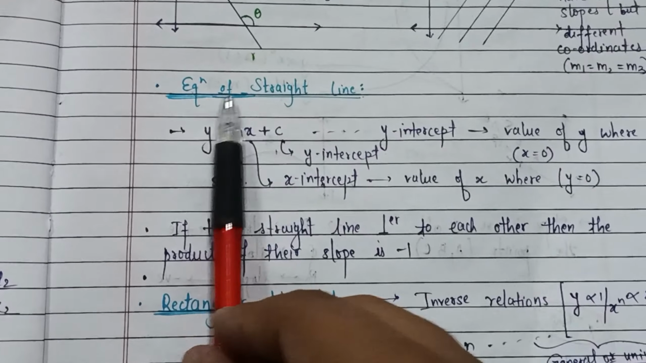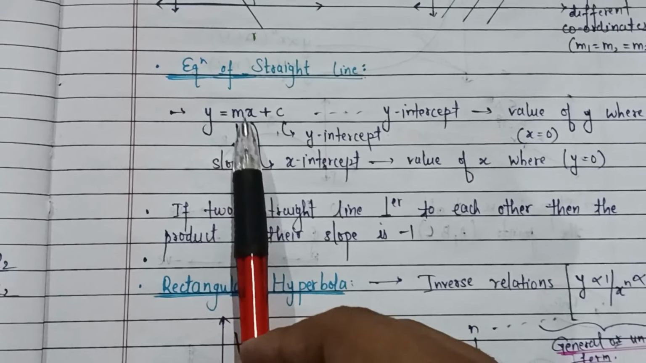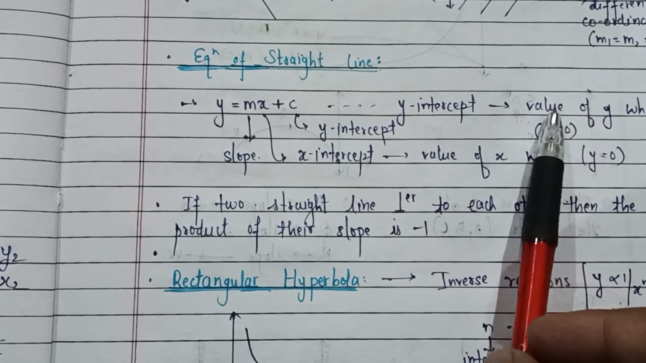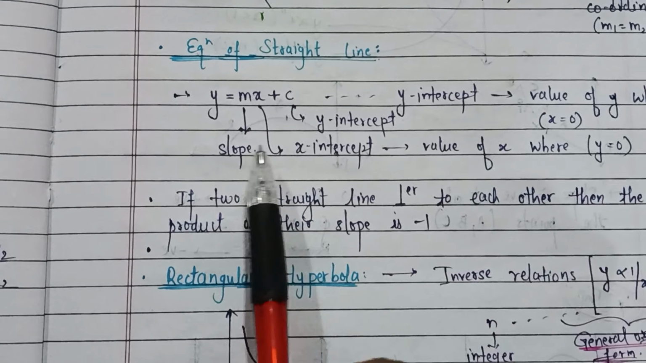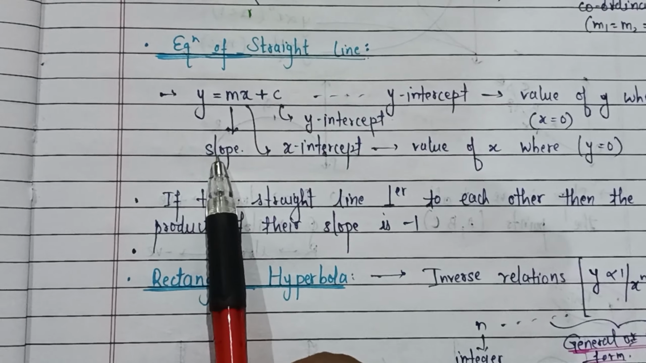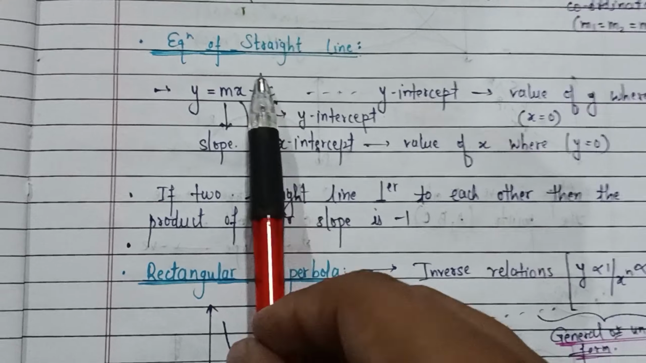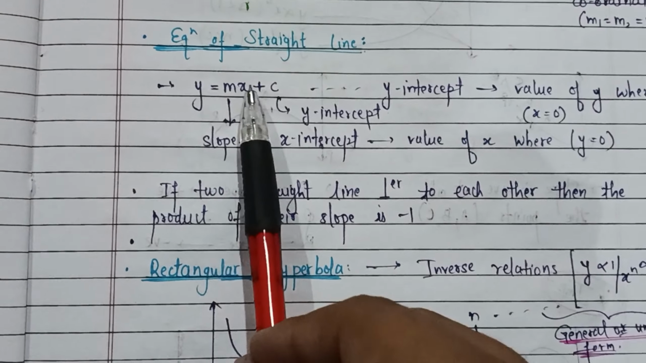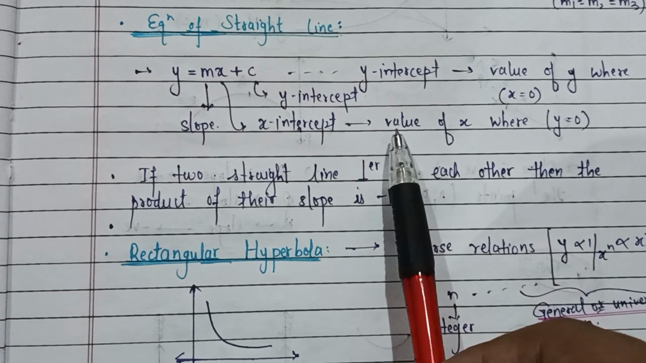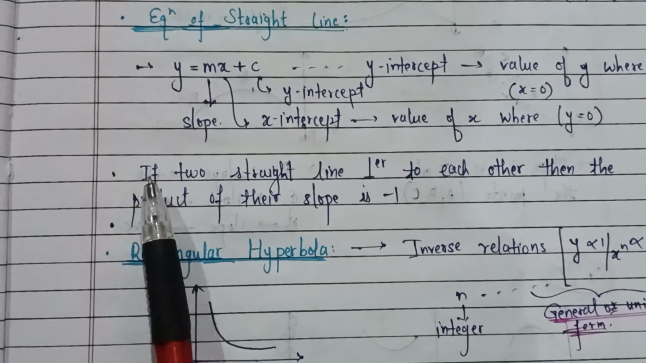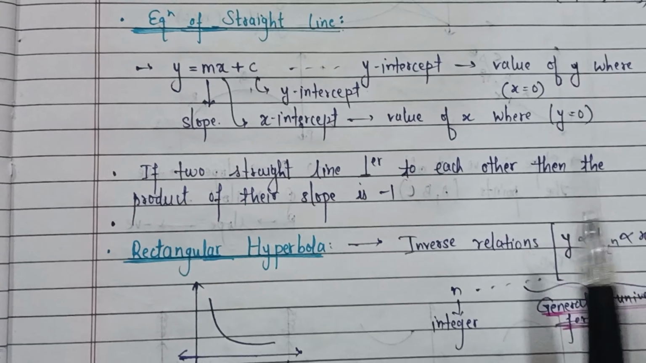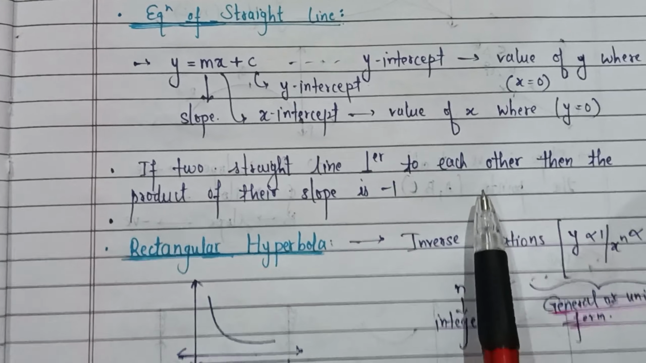Now let's learn about the equation of a straight line, which is y is equal to mx plus c, where y is the value of y where x equals 0, c is the constant or y-intercept, or a starting point on the y-axis, m is the slope, and x is the x-intercept, where y equals 0. If two straight lines are perpendicular to each other, then the product of their slopes is minus 1.